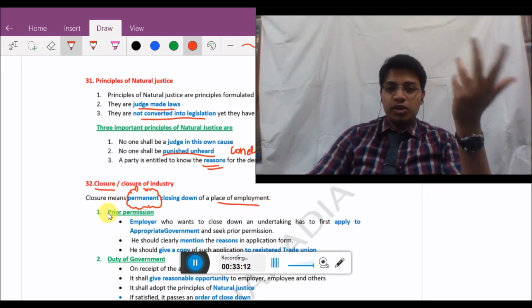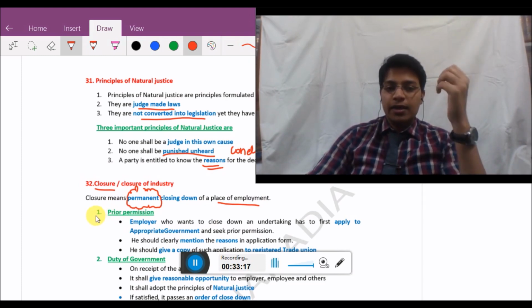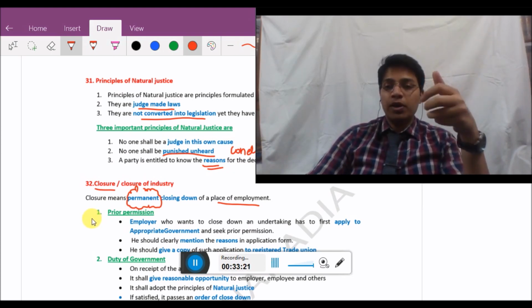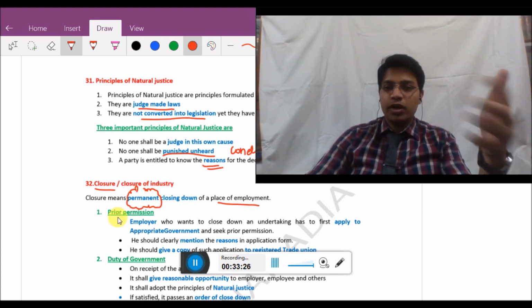What is the procedure for closure? This is a very big thing. If the employer does a closure, it is a drastic impact. A lot of people will get unemployed. So there has to be a particular procedure to be followed by the employer before declaring a closure. So what is the procedure?